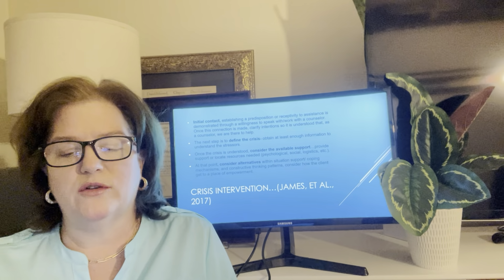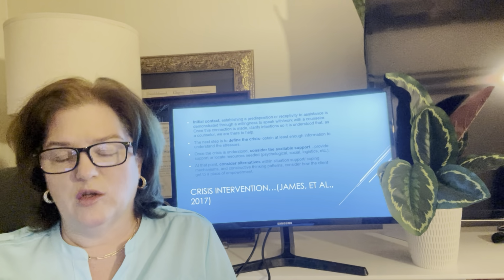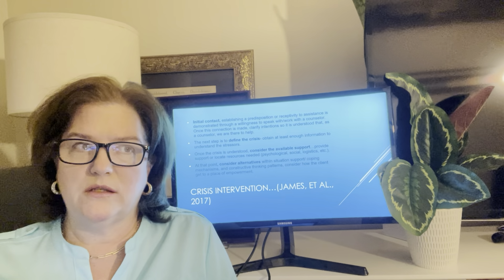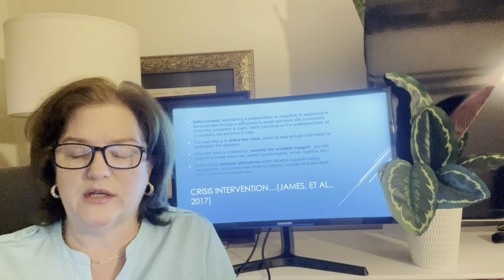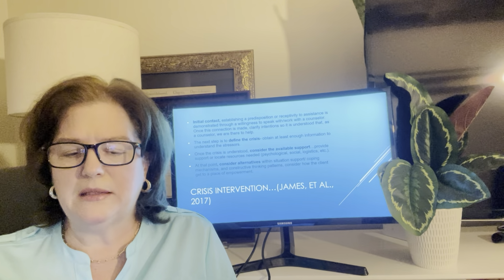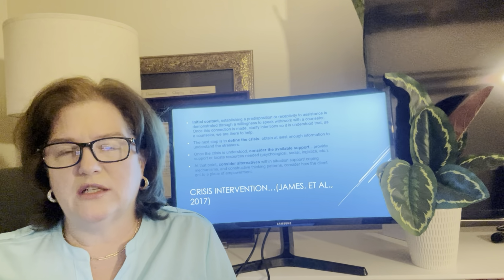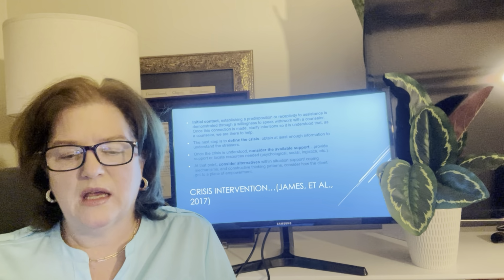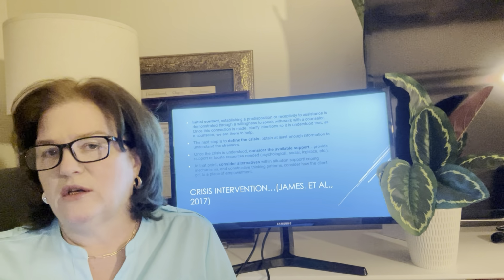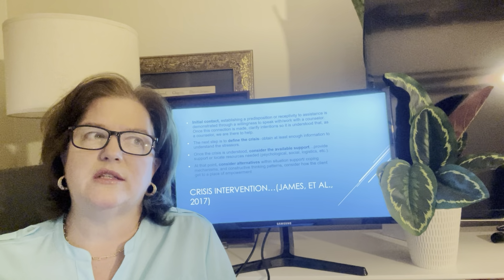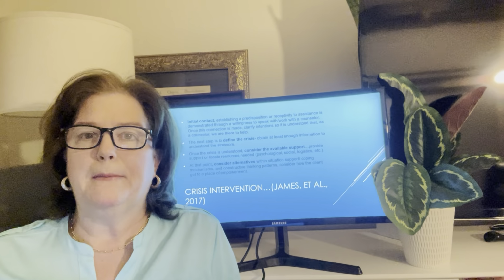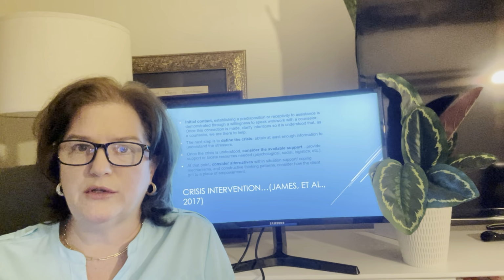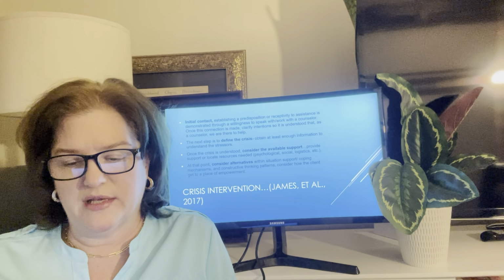Once the crisis is understood, consider the available support. So like the psychological first aid, it's important to consider the psychological, social, and logistic support that might be needed. So if someone lost their house in a fire, like in California recently, there's a lot of moving parts that need to be coordinated.